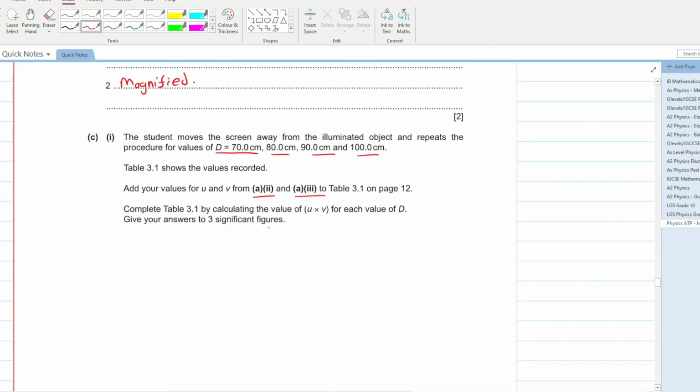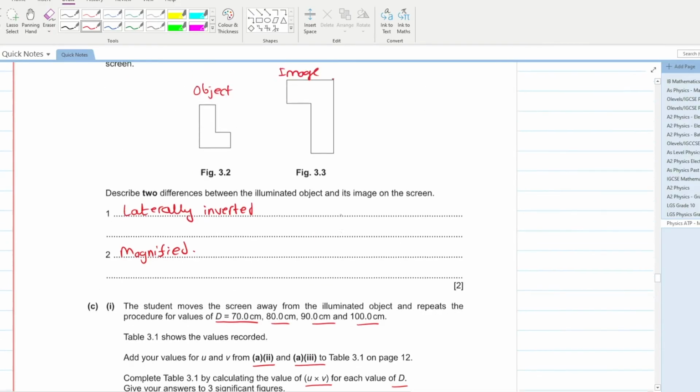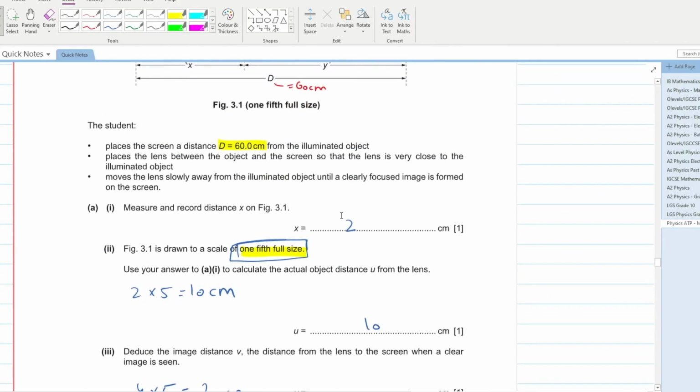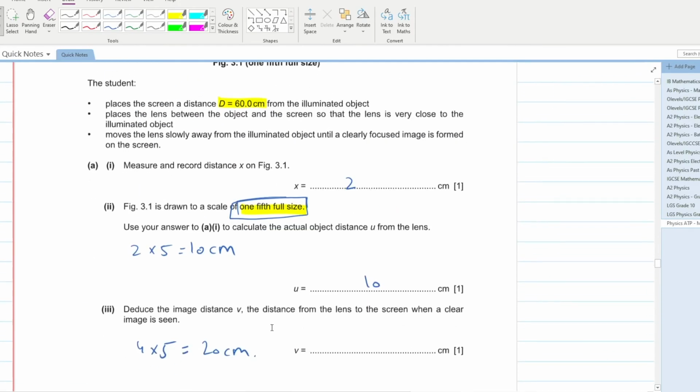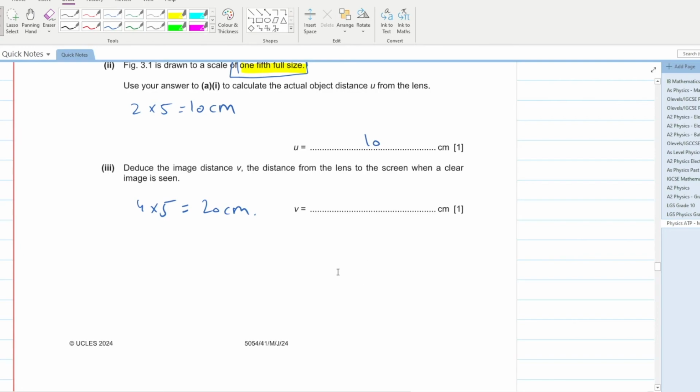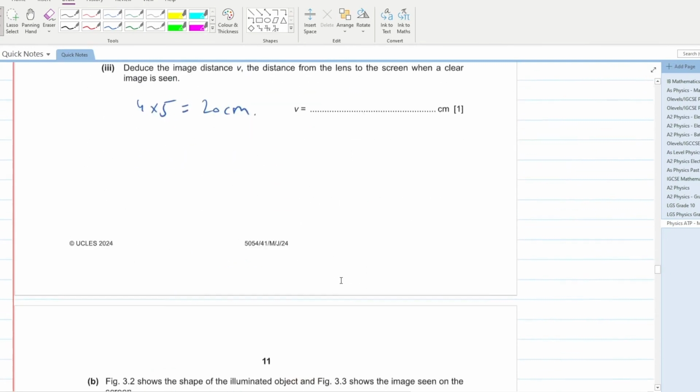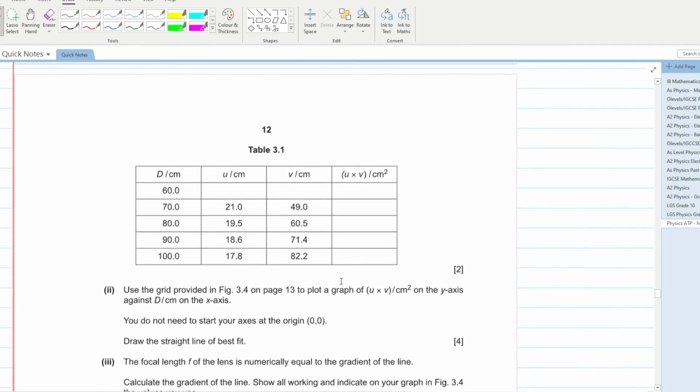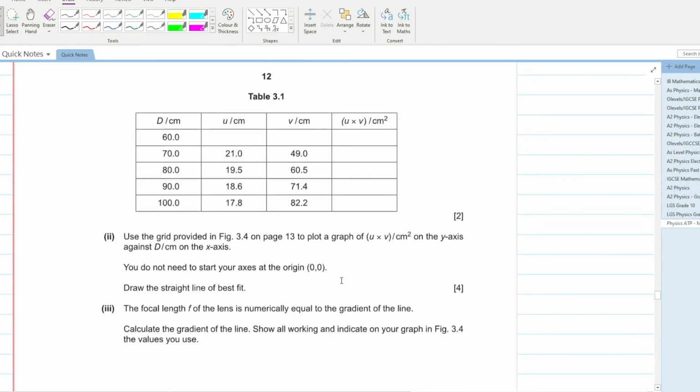Complete table 3.1 by calculating values of u into x for each value of d. Okay, so now I took assumptions here. Let's say it will be 2, then it will become 10, and I took every assumption here for u and v. But since we have to draw a graph, I will just cheat and take my values from the marking scheme, because currently I don't have a meter rule at my disposal.